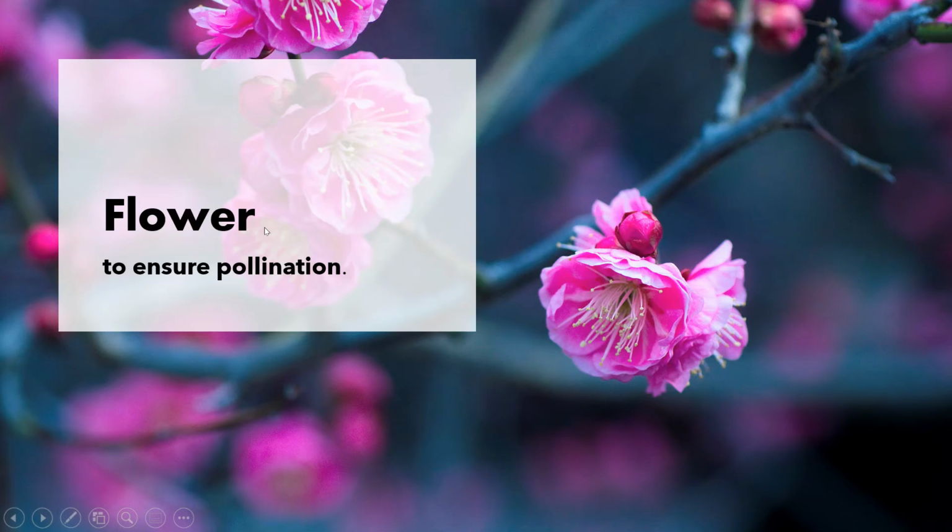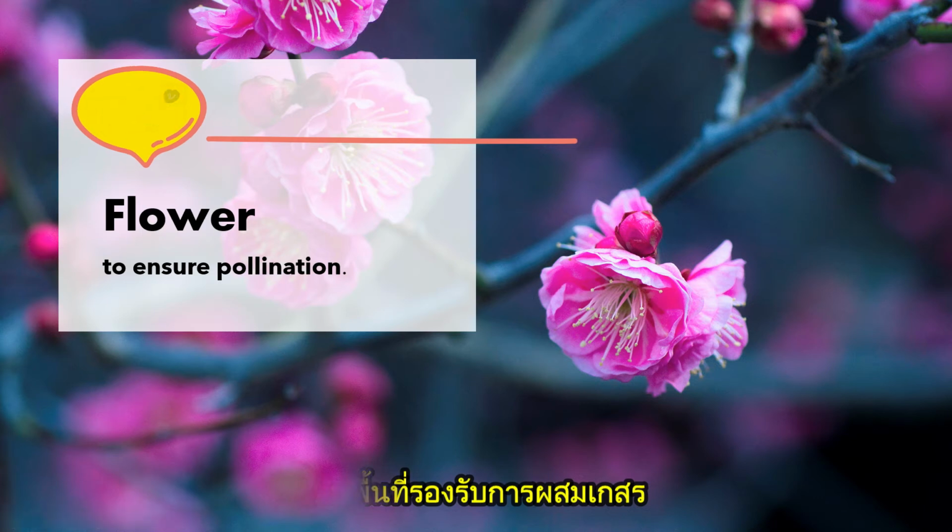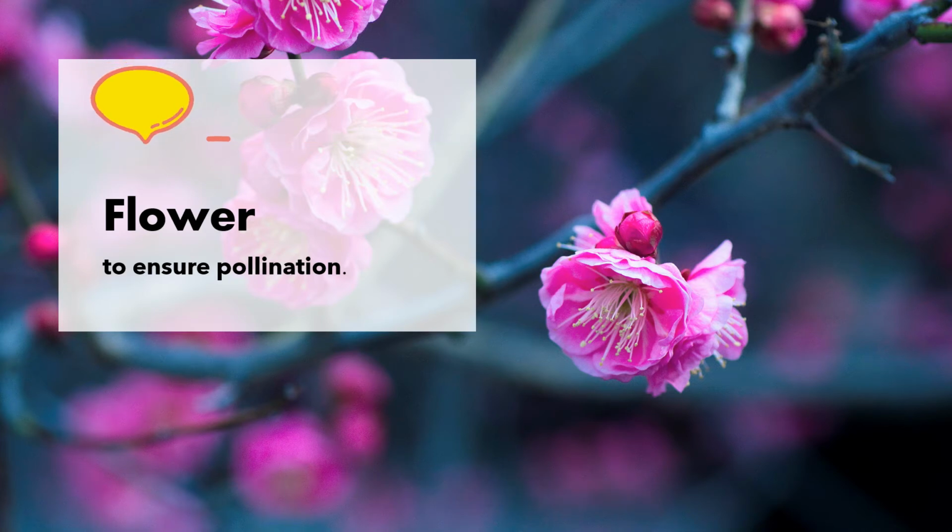All right. The other one here we have flower. The function of a flower is to ensure pollination. Okay, inside the flower there is a pollen grain. All right. So its overall function is to ensure pollination so that they can reproduce another flower.